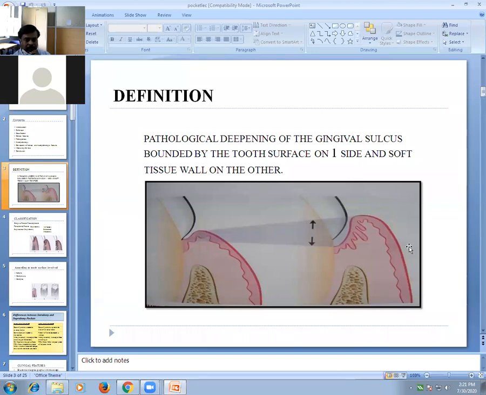So how do you define periodontal pocket? Pathological deepening of gingival sulcus bounded by the tooth surface on one side and soft tissue wall of mouth on the other side. Pathological deepening of gingival sulcus is called a periodontal pocket.